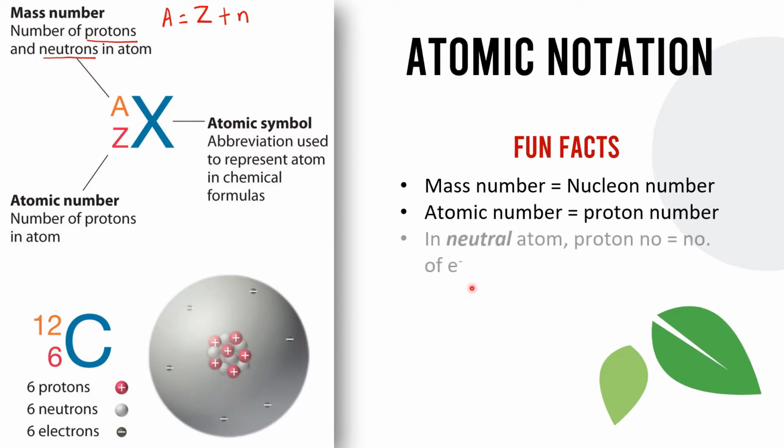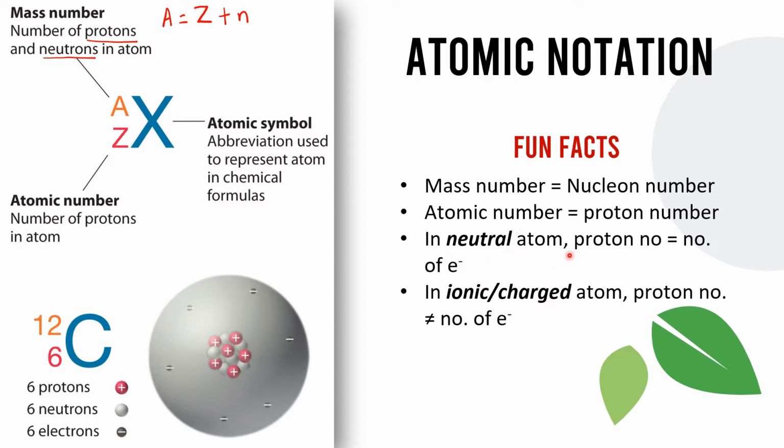Mass number is also known as nucleon number. Atomic number also refers to proton number. And in a neutral atom, proton number equals the number of electrons. Carbon here does not have any charge, meaning that this carbon is a neutral atom. So for a neutral atom, the number of protons is equal to the number of electrons. But if this atom has a charge, whether positive or negative, then the number of protons is no longer equal to the number of electrons.